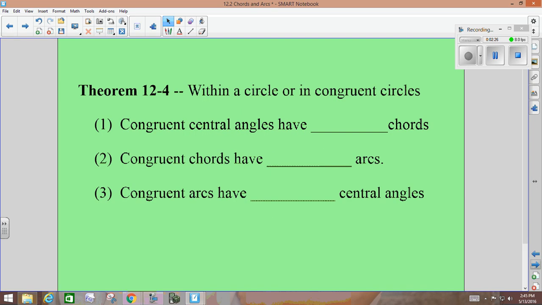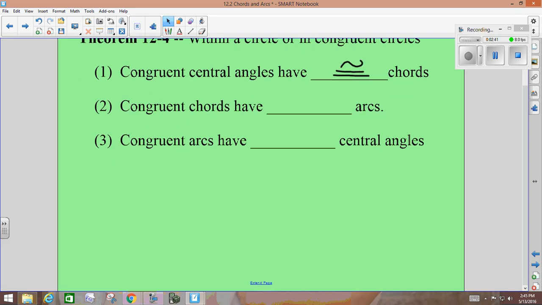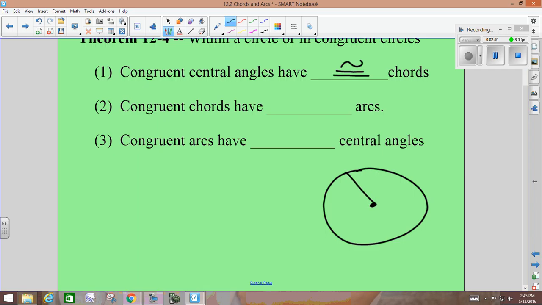Here's your first theorem. There's three parts to it. Within a circle or among congruent circles, congruent central angles have congruent chords. We talked about central angles in chapter 10, two chapters ago, when we found area of sectors and arc lengths. A central angle is formed by two radii, and its vertex is on the center. Draw a couple more in here. So let's pretend that this one is congruent to this one. If those two central angles are congruent, then their chords are congruent.